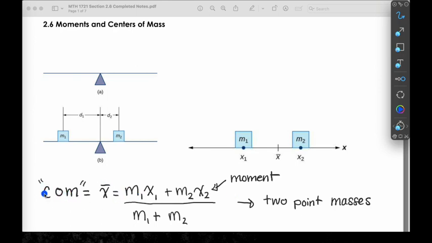This here, in the formula, that was just me being lazy. This stands for center of mass. The symbol that we use for that is x bar. This top part is called the moment. This down here is going to be the total of all the masses added up.